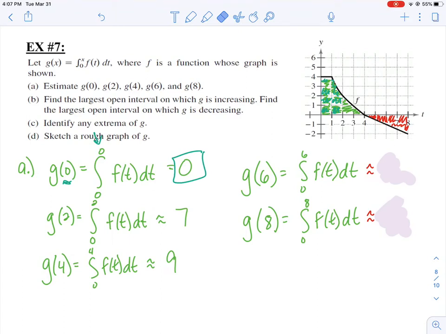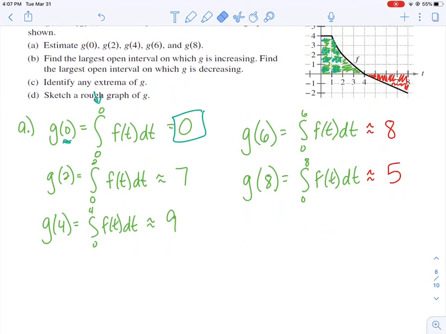Now be careful. As soon as I go past 4, doesn't that function drop below the x-axis? Which means all of those pieces are now negative areas. And so from 0 to 6, I ended up getting an 8 because I had approximately negative 1 underneath there. And that's how it dropped from 9 to 8. The area underneath the curve from 0 to 8, aka g of 8, I ended up getting 5 because I had more negative area to add to my positive area.